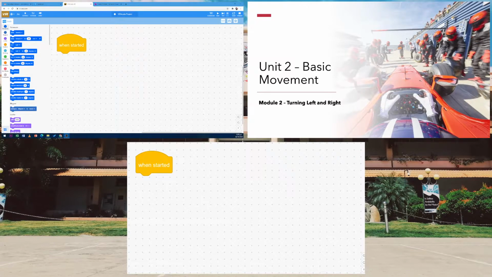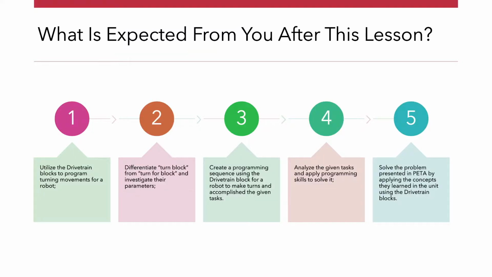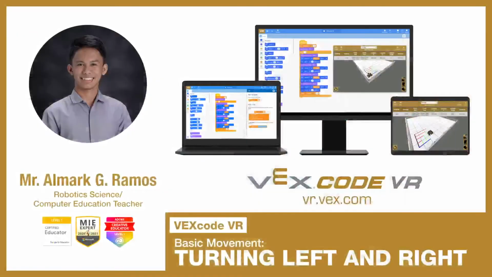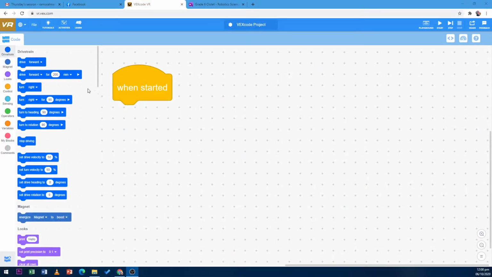Unit 2, Basic Movement, Module 2, How to Program a Robot on Turning Left and Turning Right. Okay, let's program. Let's recall first our previous lesson. So last week we discussed how to move forward and move reverse. For today's lesson, you're going to learn how to program your robot to turn right and turn left.